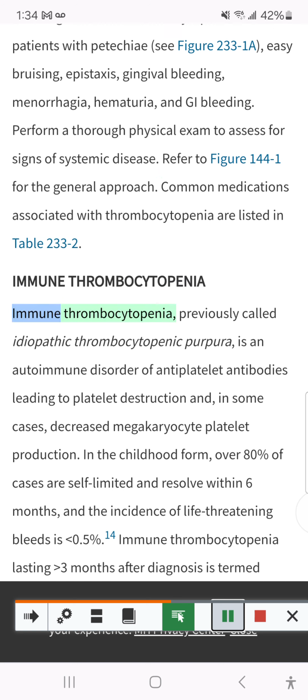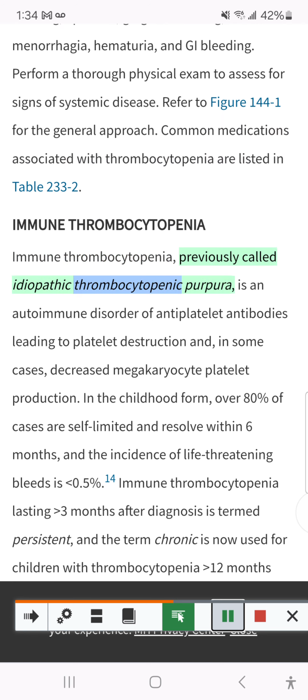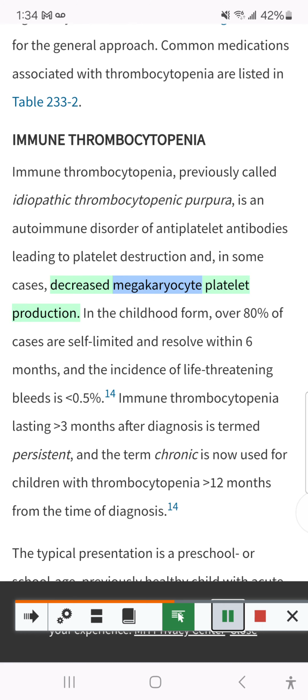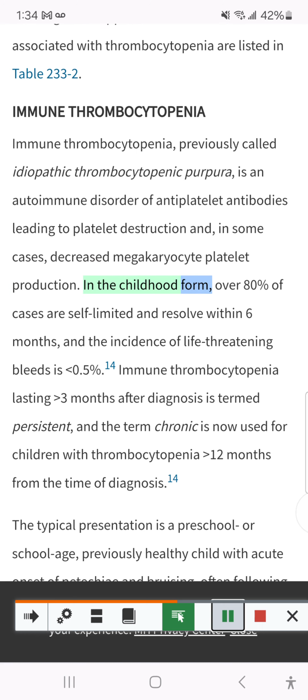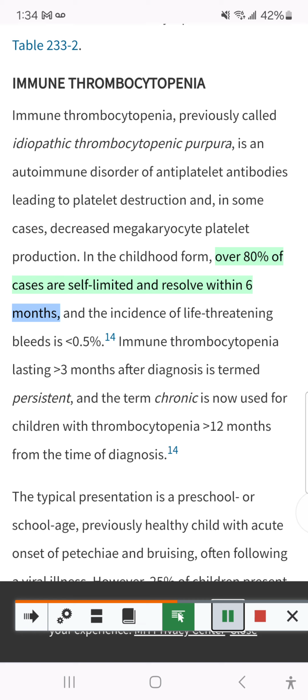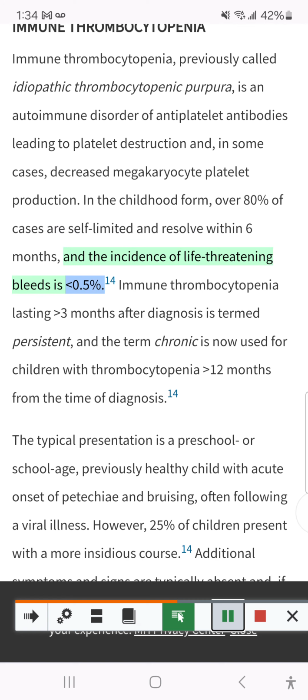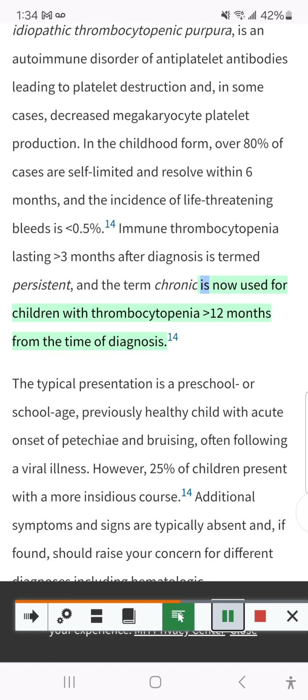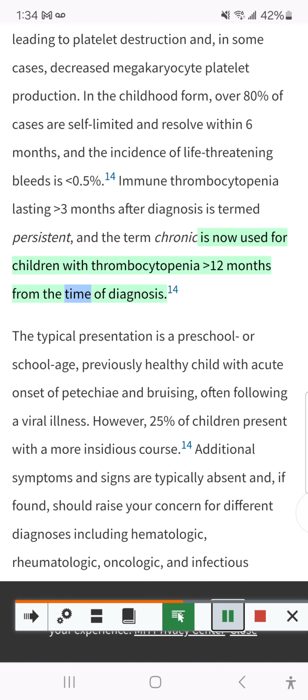Immune thrombocytopenia. Immune thrombocytopenia, previously called idiopathic thrombocytopenic purpura, is an autoimmune disorder of antiplatelet antibodies leading to platelet destruction and, in some cases, decreased megakaryocyte platelet production. In the childhood form, over 80% of cases are self-limited and resolve within 6 months, and the incidence of life-threatening bleeds is less than 0.5%. Immune thrombocytopenia lasting greater than 3 months after diagnosis is termed persistent, and the term chronic is now used for children with thrombocytopenia greater than 12 months from the time of diagnosis.